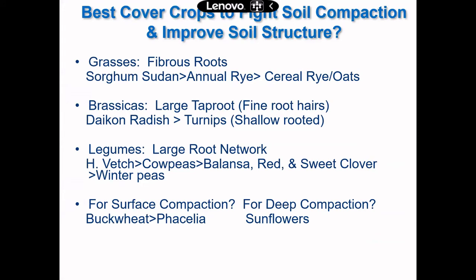Some of the best cover crops to fight compaction and improve our soil structure. The grasses are by far probably some of the best. The sorghum sudan, the annual ryegrass, the cereal rye, and the oats. Sorghum sudan is by far one of the best ones. I'll talk a little bit more about that later. But let your sorghum sudan get about 3 feet high, mow it off or feed it, and you'll get 5 to 10 times more roots.